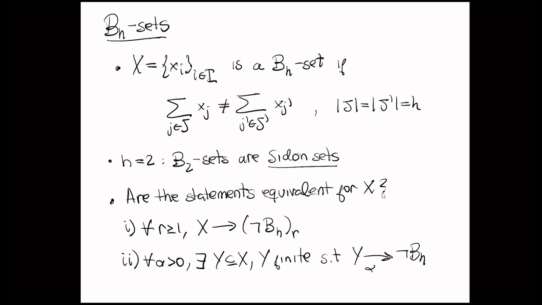But I also can ask about the density, right? The density version will be: you take an alpha proportion, and there exists a finite y such that no matter how I take the alpha proportion of y, it contains a solution of the system, right?